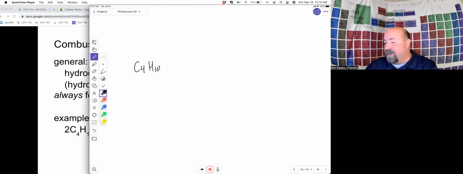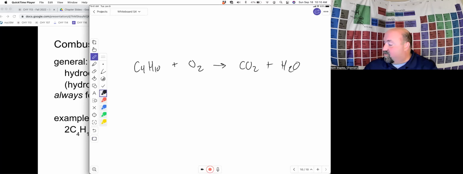So a good example might be maybe I just tell you that you need to write a balanced combustion equation for butane, for C4H10. And so this is all that you would have. You've got to write a combustion equation based on this. We know that the other reactant in a combustion reaction is always going to be O2. And we know that our products are always going to be CO2 and H2O. So then we have to balance it.